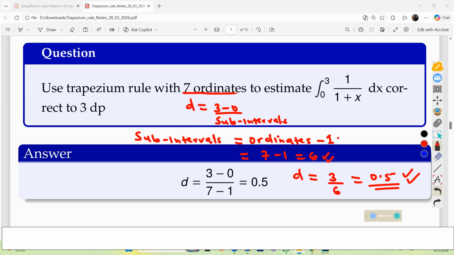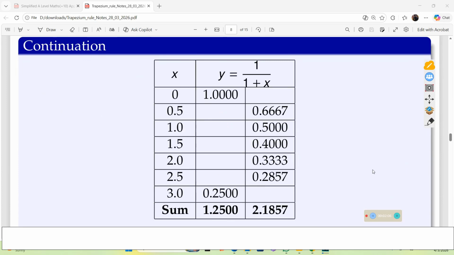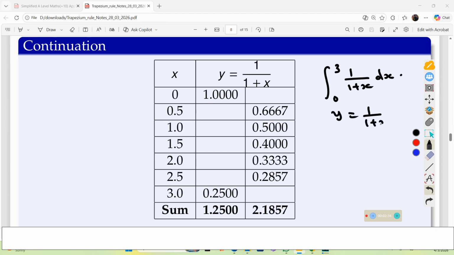Then after getting d, we shall now make a table for the different values of x and y. So this will be our table again, having x and then y. Y is 1 over 1 plus x. Remember, we are looking for the integral from 0 to 3 of 1 over 1 plus x dx. So this one here becomes your y. So your y is 1 over 1 plus x. We have seen our d as 0.5.